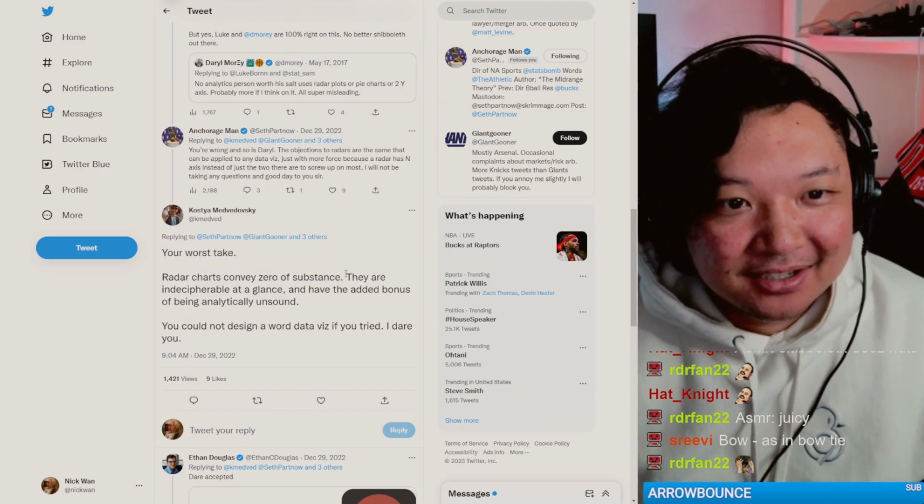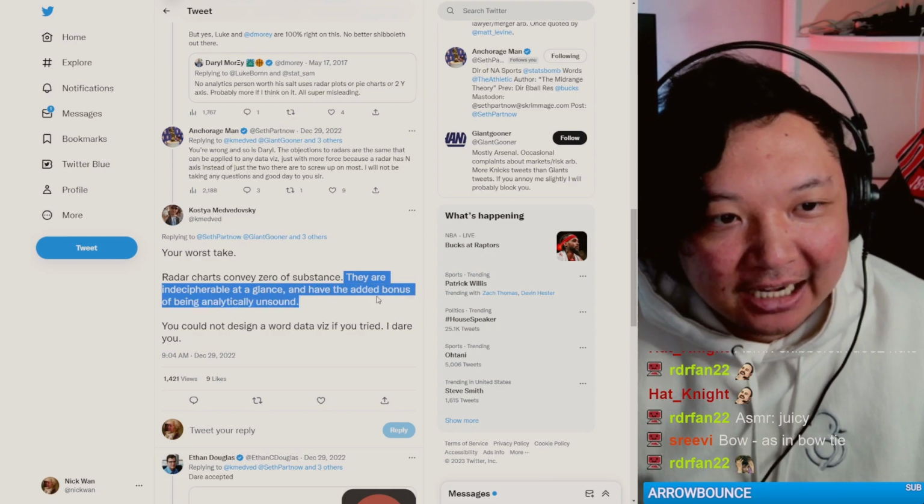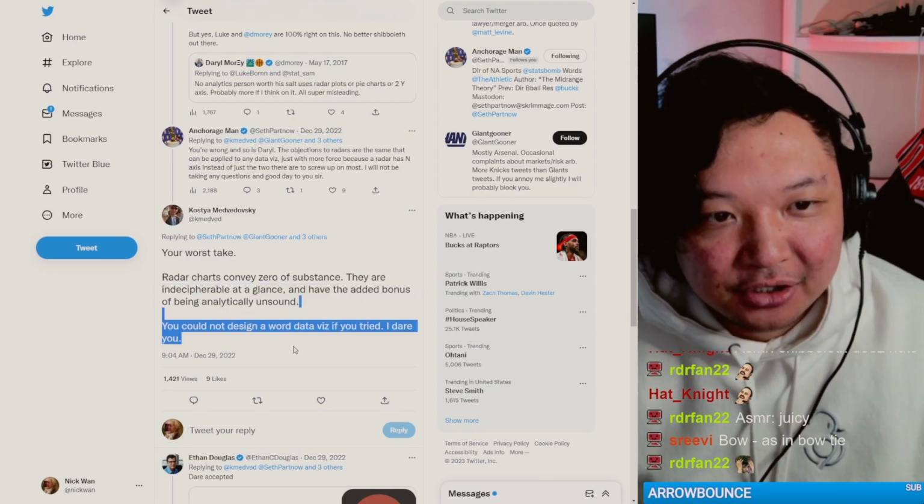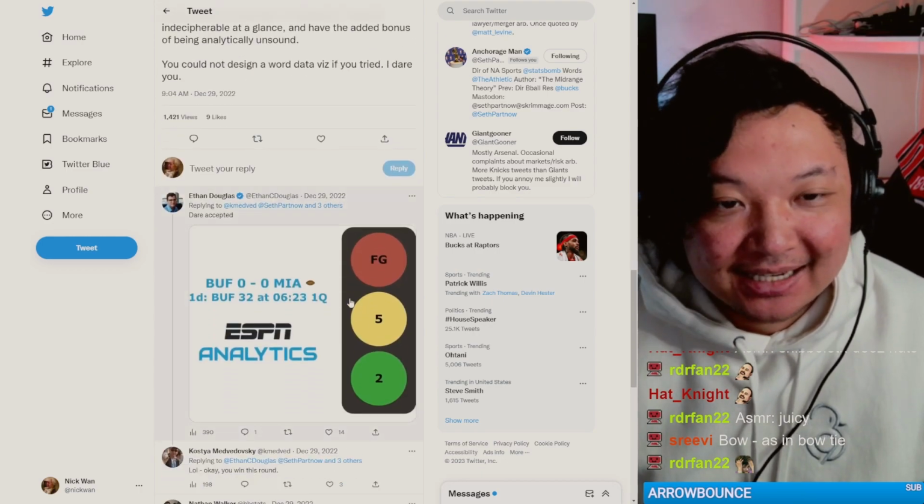Radar charts convey zero substance. They're indecipherable at a glance and have the added bonus of being analytically unsound. You could not design a worse data viz if you tried. I dare you. Dare accepted.